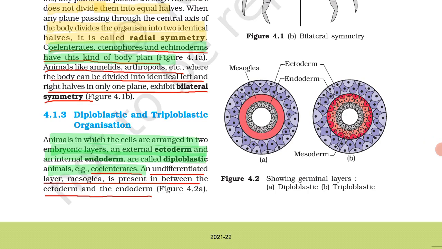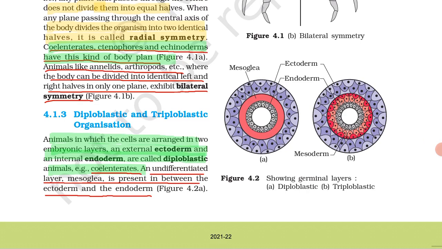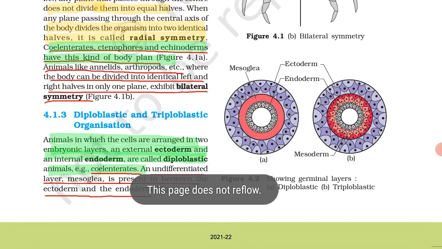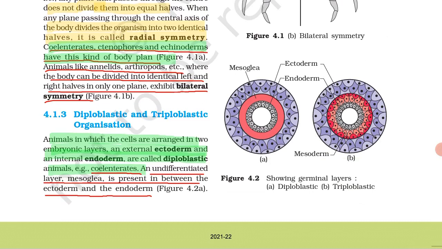Next, an undifferentiated layer, mesoglea, is present in between ectoderm and endoderm. See in figure 4.2a, diploblastic animals. We see the outermost layer is ectoderm, the innermost layer is endoderm, and in between we see in red color the mesoglea. This is called the undifferentiated layer present in between ectoderm and endoderm.